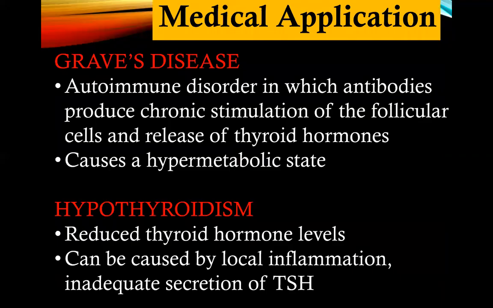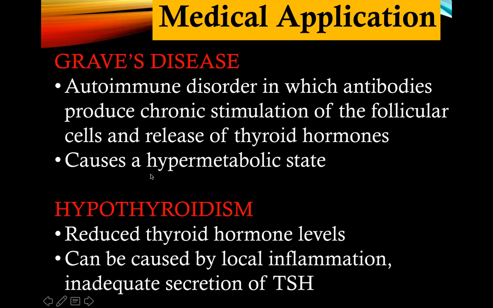Okay, let's apply it in medicine. There are two conditions that affect the thyroid gland. Your Graves' disease. This is an autoimmune disorder in which antibodies produce a chronic stimulation of the follicular cells and release of thyroid hormone. Meaning, if there is a chronic stimulation, what would be the levels of your thyroid hormone? It will be increased, thus causing a hypermetabolic state or hyperthyroidism state.